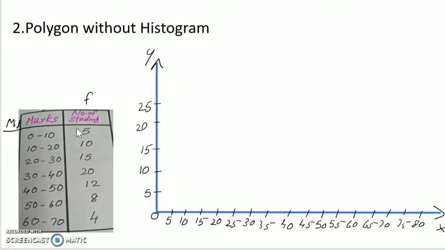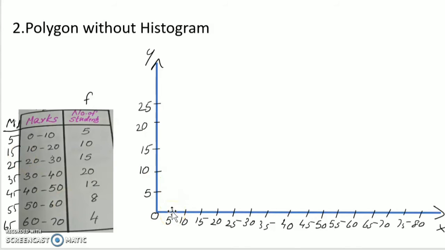Please write this mid value on the left side of the marks, otherwise you would be confused between frequency and this midpoint or mid value. Here the mid values are 5, 15, 25, 35, 45, 55, 65. According to that, I marked all the points on the x-axis and the y-axis. In the first case, the mid value is 5.